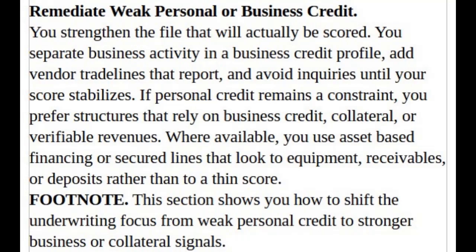Remediate weak personal or business credit. You strengthen the file that will actually be scored. You separate business activity in a business credit profile, add vendor trade lines that report, and avoid inquiries until your score stabilizes. If personal credit remains a constraint, you prefer structures that rely on business credit, collateral, or verifiable revenues. Where available, you use asset-based financing or secured lines that look to equipment, receivables, or deposits rather than to a thin score. Footnote. This section shows you how to shift the underwriting focus from weak personal credit to stronger business or collateral signals.